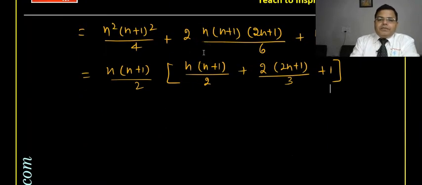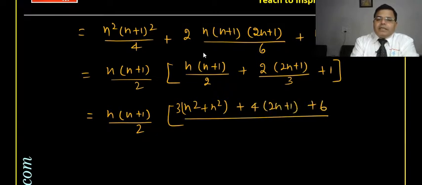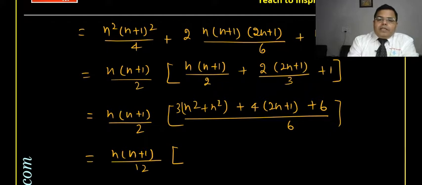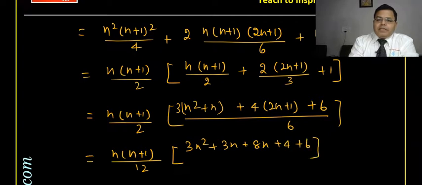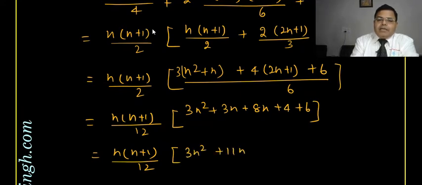So that can be calculated as n into (n plus 1) by 2 into, this will be (n square plus n) into 3 plus 2 times 2 times (2n plus 1) plus 6 divided by 6. So that will be n into (n plus 1) by 12 into 3n square plus n, that is n only. So that will be 3n square plus 3n plus 8n plus 4 plus 6, right? So that will be nothing else but n into (n plus 1) by 12 into 3n square plus 8n plus 3n is 11n plus 10.